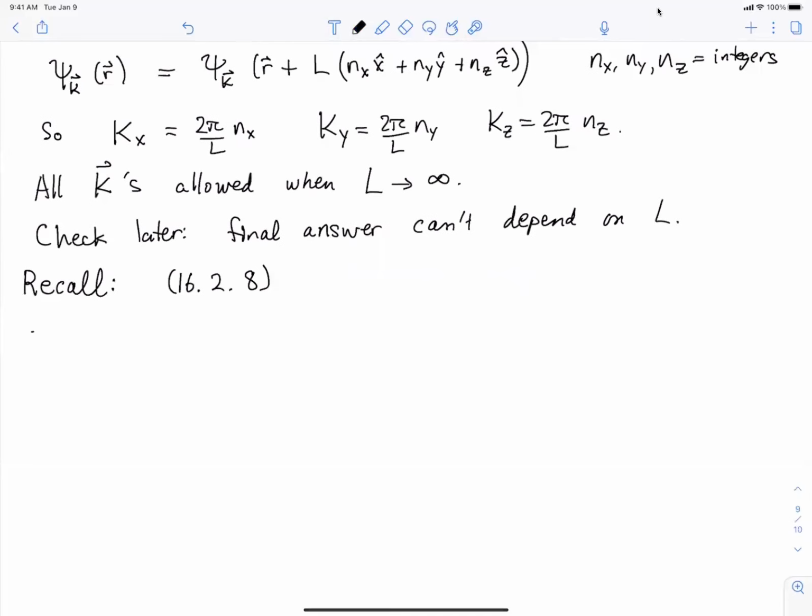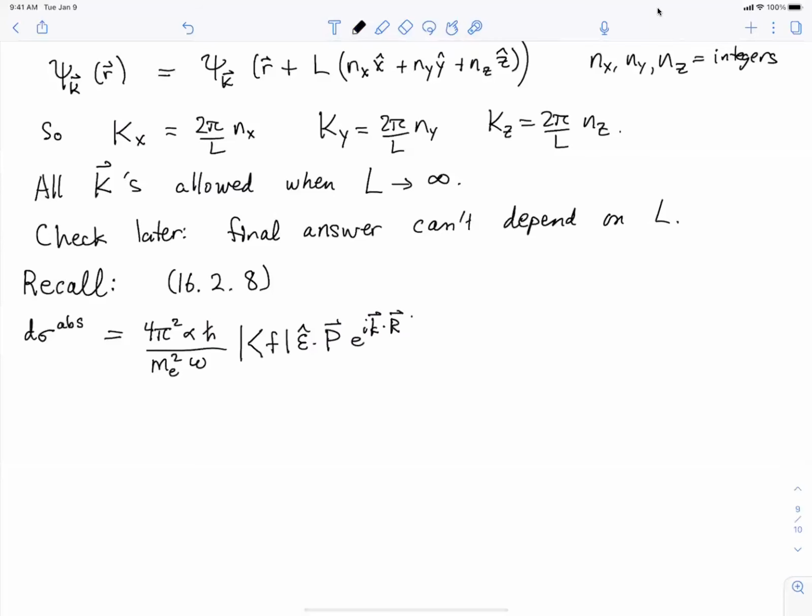And that says the differential cross-section for absorption is, there's a bunch of constants. There's 4 pi squared times the fine structure constant, h bar over the mass of the electron squared times the frequency. Then there is a matrix element that we're going to have to compute. And notice I am not assuming the dipole approximation. I'm writing the whole thing here.